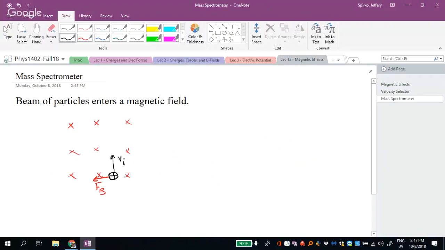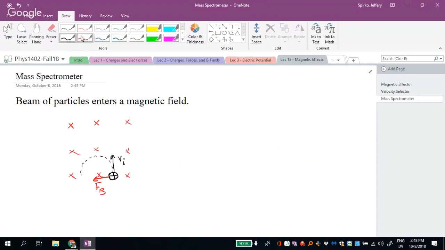And it's going to basically go in a circular path. And the magnetic force isn't going to change the velocity or the speed of the particles. It's just going to change the direction of the velocity.